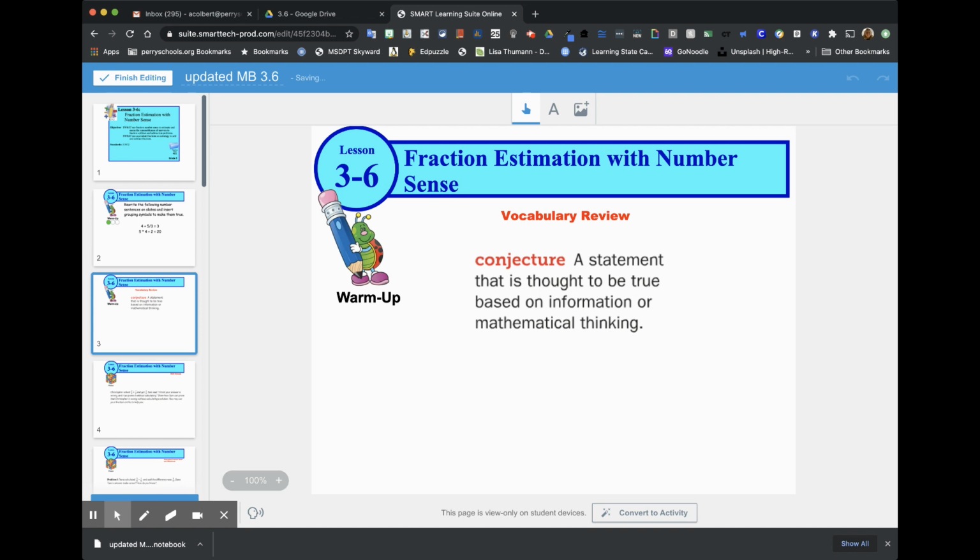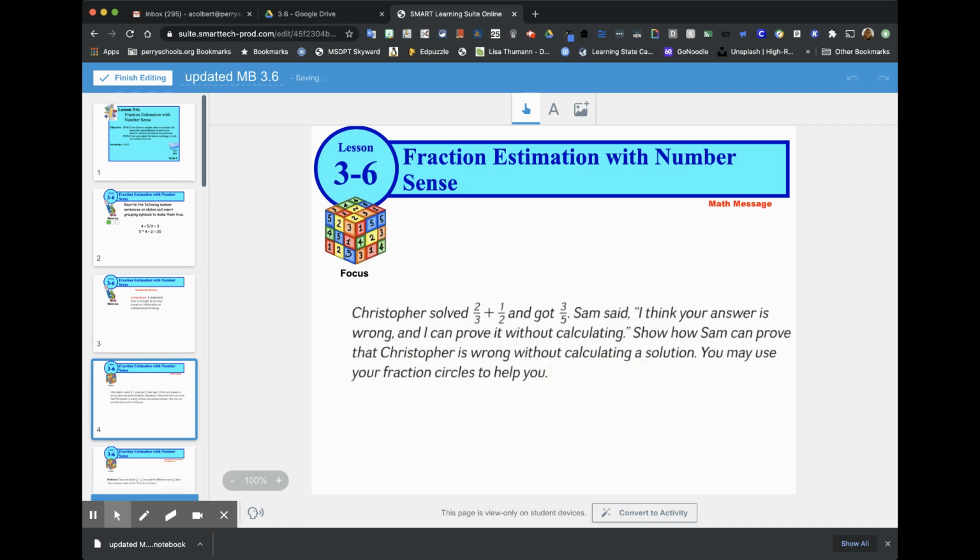Moving on to our vocabulary review, we have one word today. That's it. And that word is conjecture. So reminder that the word conjecture is a statement that is thought to be true based on information or mathematical thinking. So we are going to actually be making some conjectures today. Let's look at the math message here.